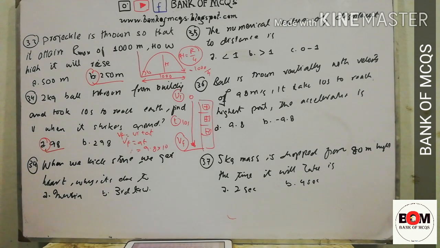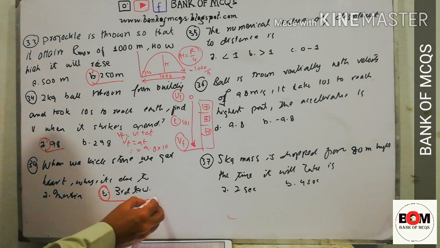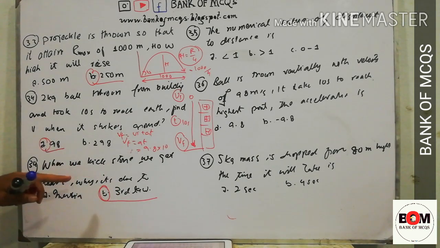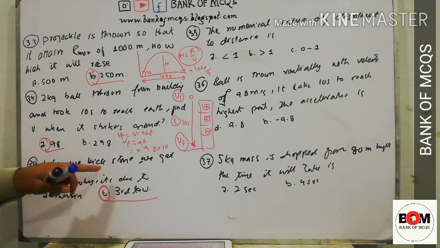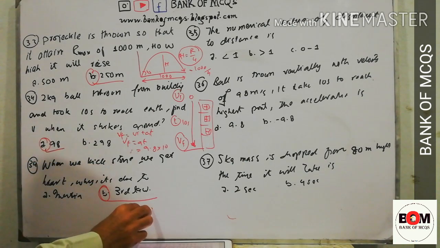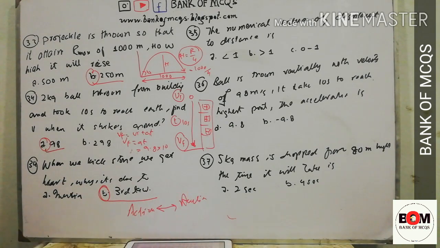MCQ number next is, when we kick a stone we get hurt. Is this due to inertia or Newton's third law? Whenever we do an action, there will be an equal and opposite reaction. The higher the speed with which we kick the stone, the more we will get hurt. As we increase the speed and the action, the reaction will also increase, because action and reaction are equal but opposite in direction. So this is the third law, not inertia.